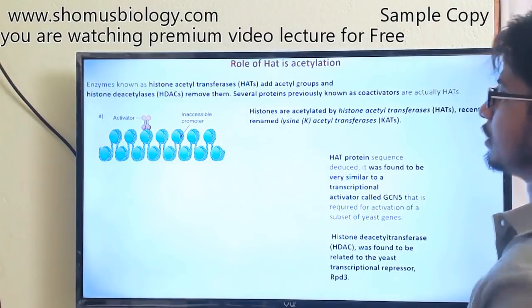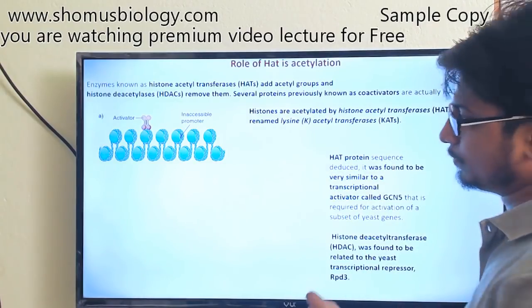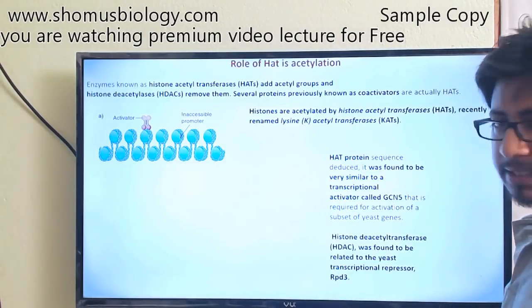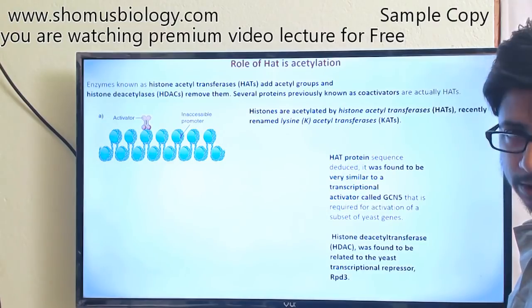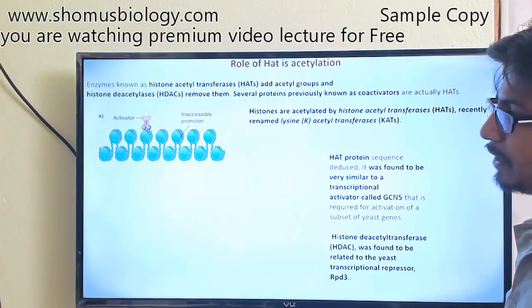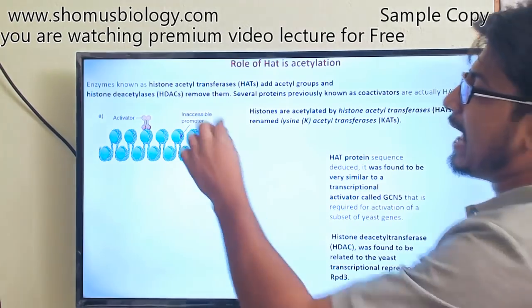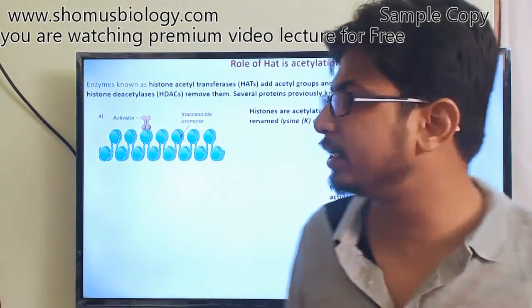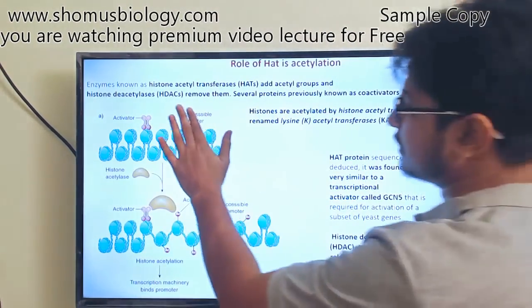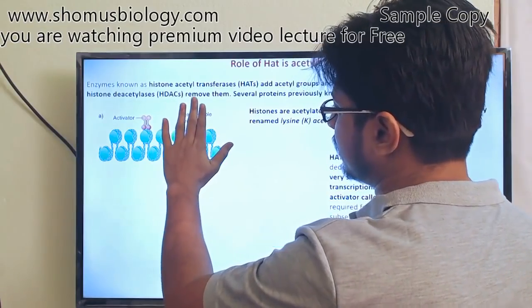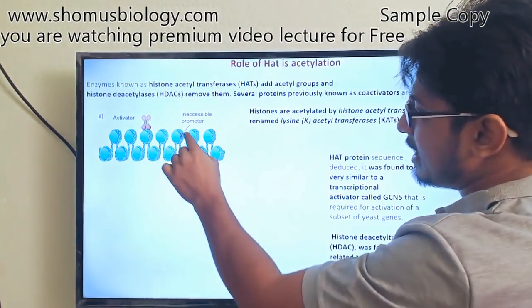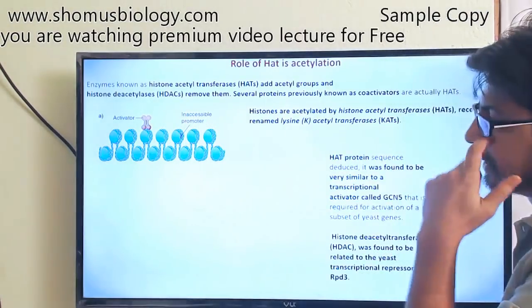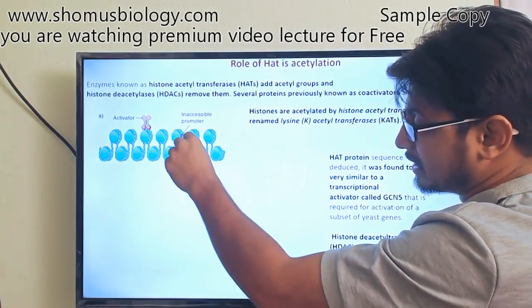If histone acetyl transferase attaches an acetyl group to the N-terminal tail of H2A, H2B, H3 or H4, that causes the unwrapping of the DNA from the histone. And that generally happens when activator proteins in eukaryotes bind to the upstream regulatory elements or upstream control elements. You can see in this picture, this is the inaccessible promoter. The promoter is not accessible now, but if you unwrap or loosen the DNA a little bit, then RNA polymerase can access the promoter.